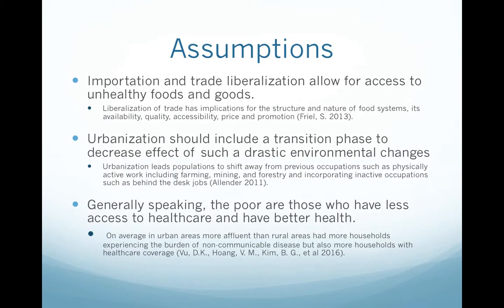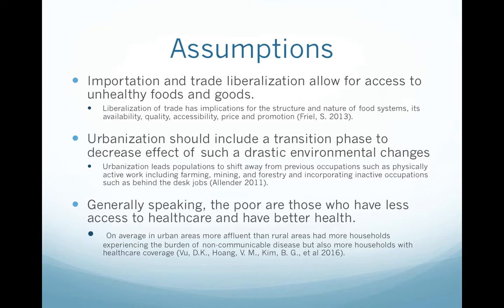Three assumptions are: importation and trade liberalization allow for access to unhealthy foods and goods. There was a quote in my report stating, "Liberalization of trade has implications for the structure and nature of food systems, its availability, quality, accessibility, price, and promotion," meaning that trade liberalization and importation have allowed such terrible foods and their availability, their quality, giving them further access, maybe even a price decrease, making it cheap for people to be able to afford that.